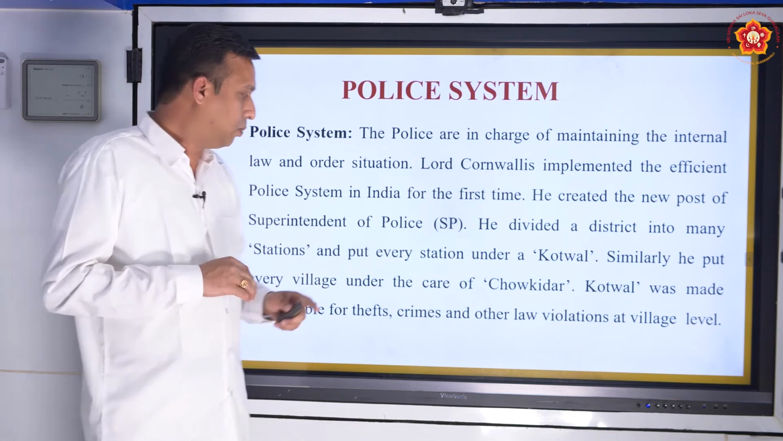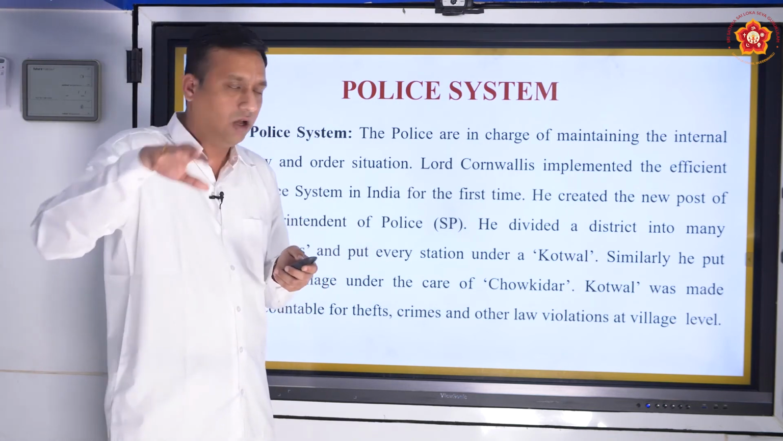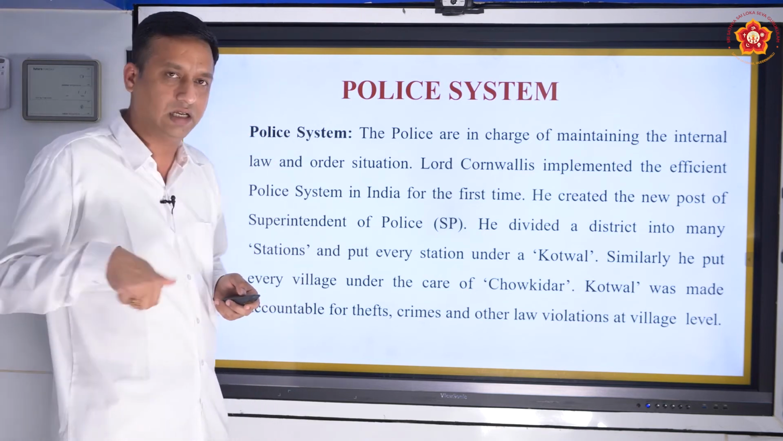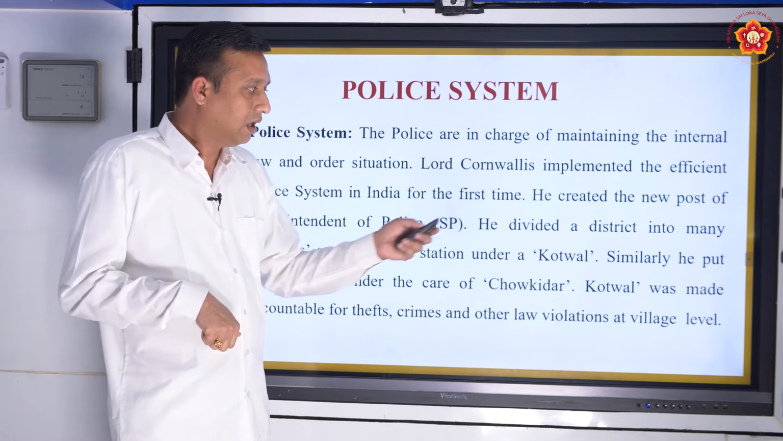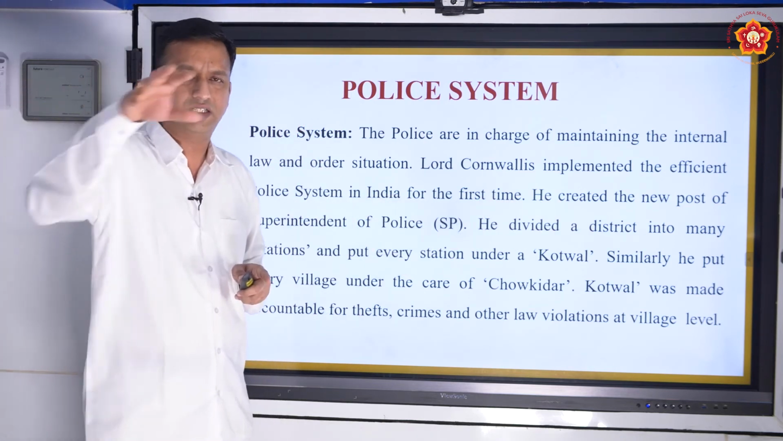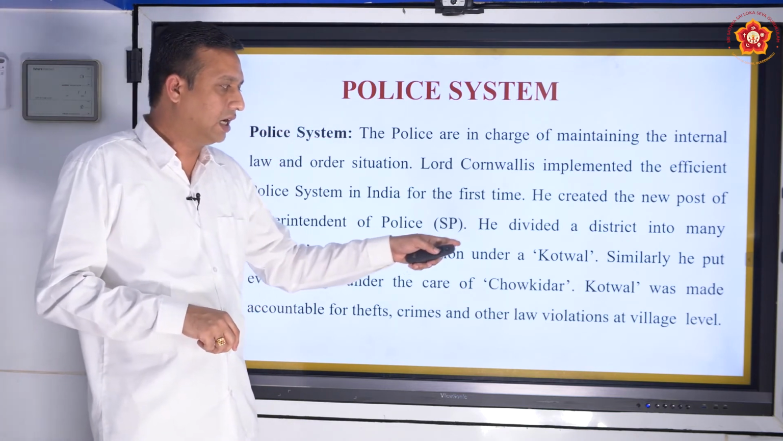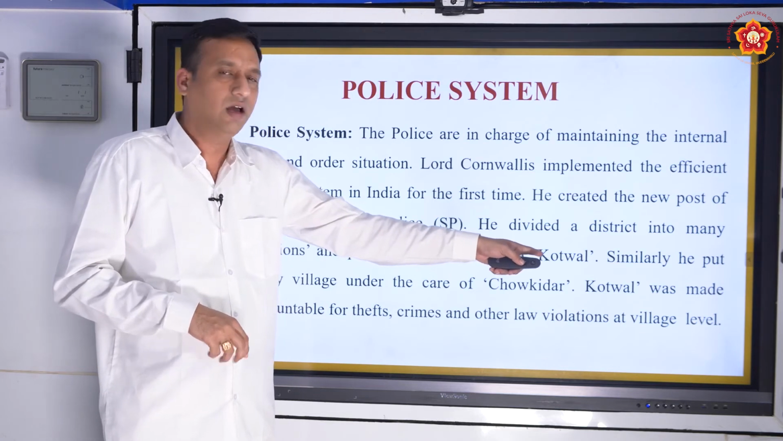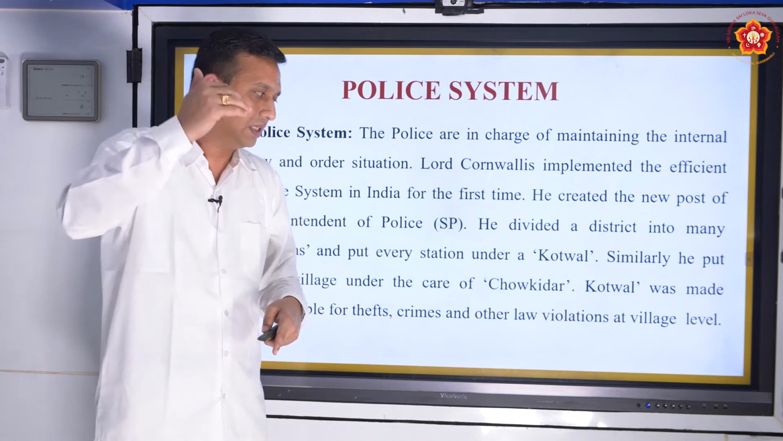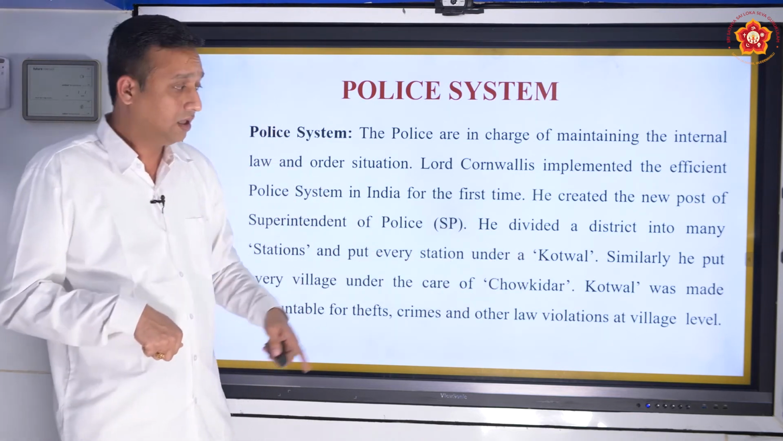He created the new post of Superintendent of Police, today called SP, for the whole district. He is in charge. Today also we have IPS officers who are in charge of maintenance of law and order. He divided a district into many stations, as we have police stations today, and put every police station under a kotwal, who today would be called a sub-inspector. The kotwal was in charge of that police station.